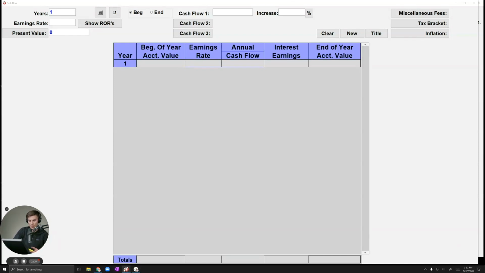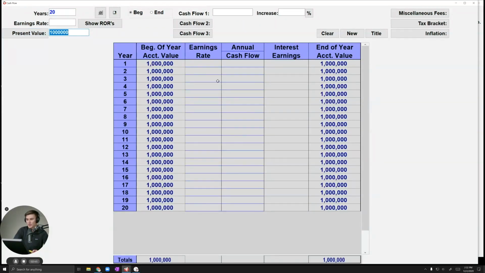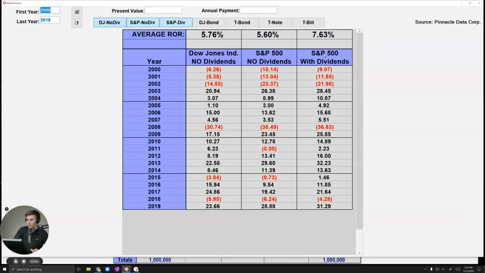So what we're going to do is go for the next 20 years, and I'm going to put in a present value of $1 million. Why $1 million? Because $1 million is just an easy round number to use, but this would work if you had $100,000. This would work if you had $3 million. All right. And we're going to look at the market, and we are going to go to the S&P 500 with dividends for the last 20 years. And this is an average of 7.63%.